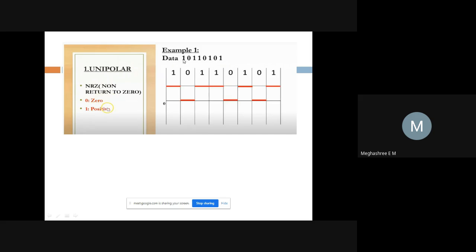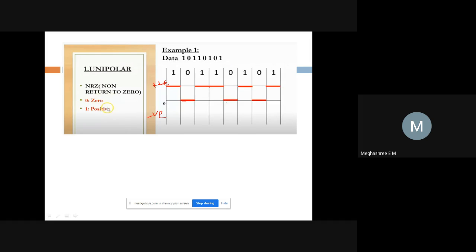In the given data, the first bit is 1. So which side do I have to mark it? At the positive side. As you know, this is the positive side in the presentation, and this is the negative side. This is 0. When there is 1, you have to mark it at the positive side. When there is 0, you mark it at the reference level, that is 0. The next bit is 1, so 1 here at the positive side. The next bit is 1, so again it should be marked at the positive side.